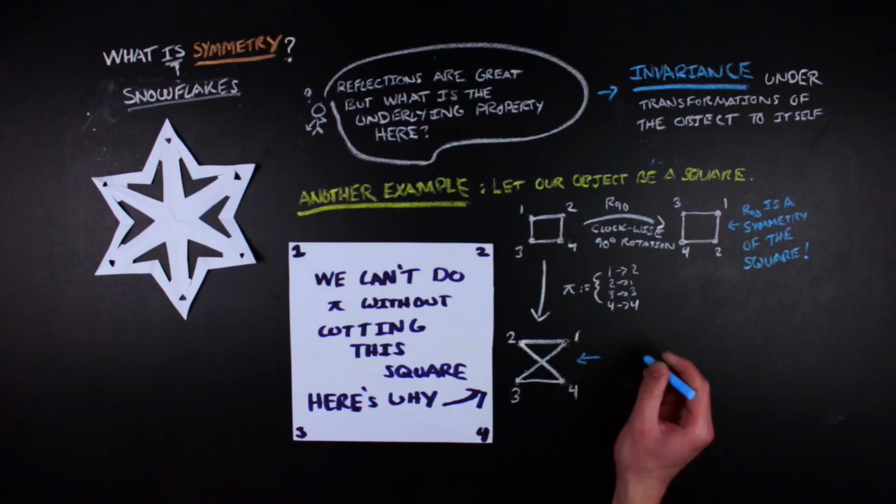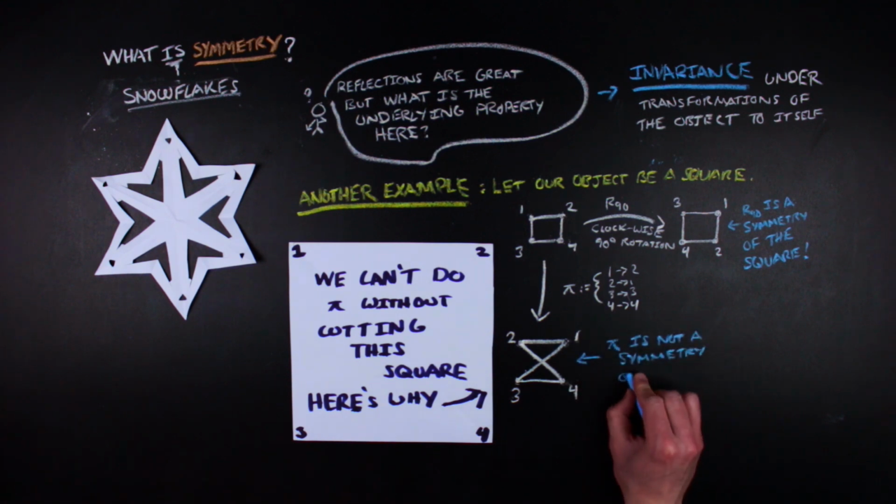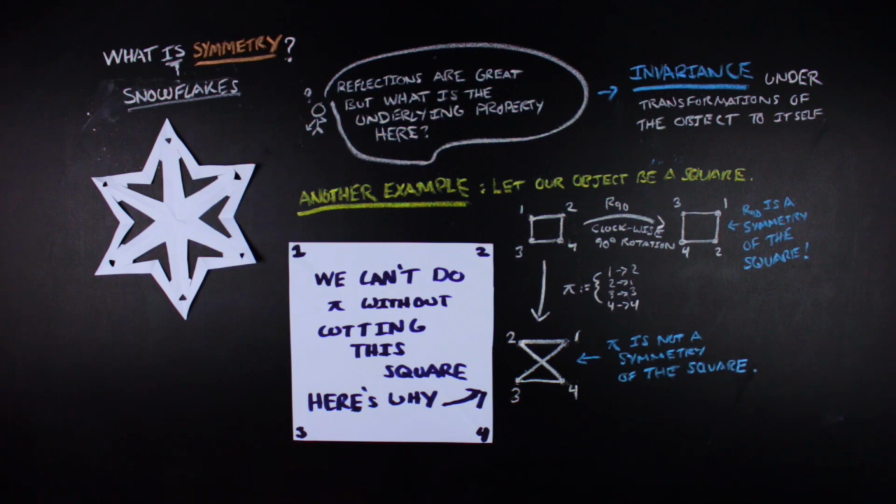Because remember, a part of this graph structure is that we're forcing certain vertices to be connected to one another. And when we apply these transformations, we're going to want to preserve those edges as we do them. And so since after we do this shuffling of vertices, we don't get something that looks exactly like the previous graph, this map is not a symmetry of the square.